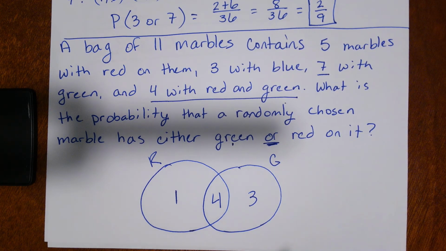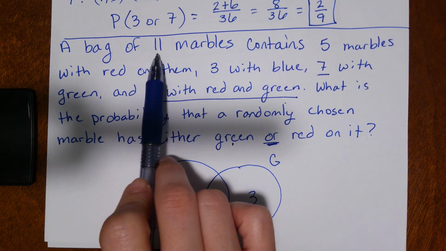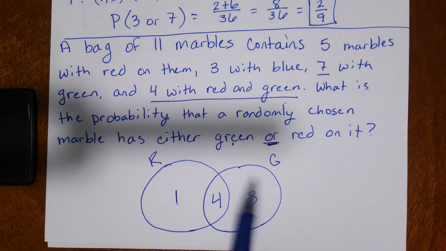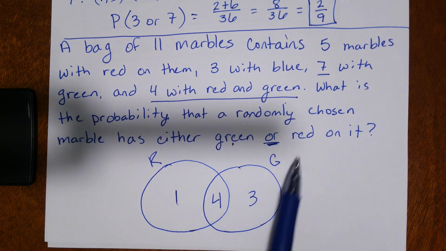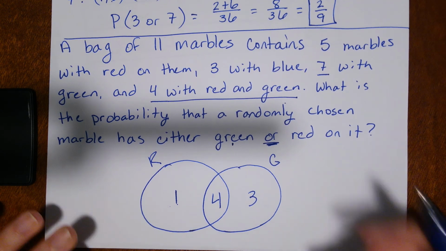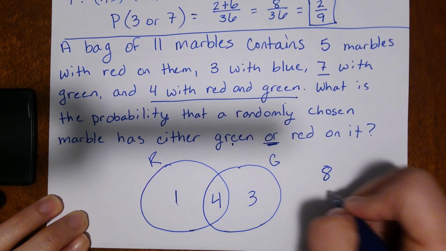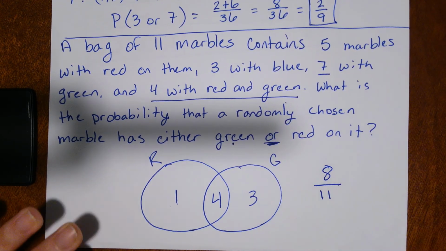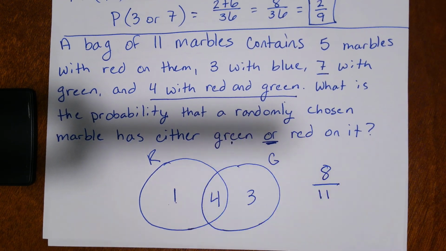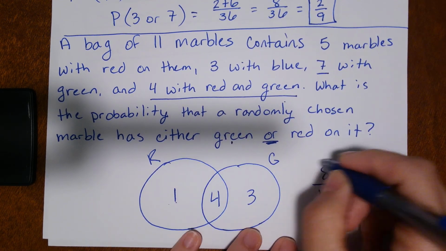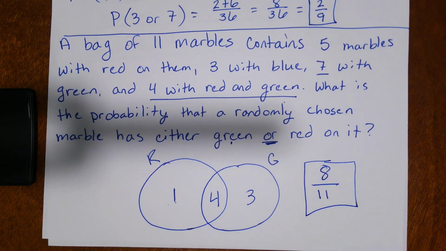So now knowing that and seeing where the overlap is, I know that there are 1, 5, 8 marbles that have red, green, or both on them. So the probability of reaching into this bag of 11 marbles and grabbing one that has green or red on it is going to be 8. So there's 8 of them out of all 11. So the probability of this event or this event occurring is 8 out of 11.